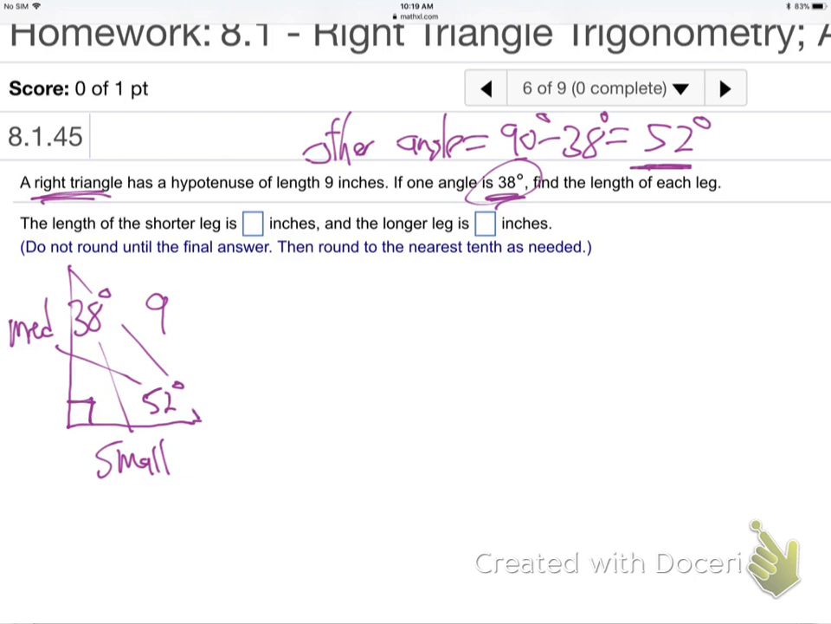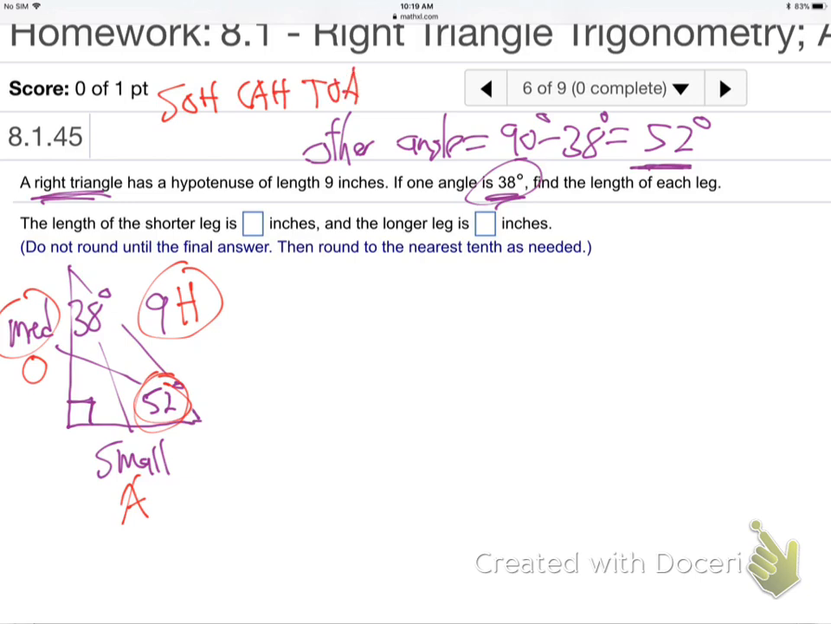So I'll take the 52, for example, and say, okay, this is adjacent, opposite, hypotenuse. I want to use the 52, the medium, and the hypotenuse, because you only want one unknown, right? That would be opposite and hypotenuse, so SOHCAHTOA, opposite hypotenuse, that's sine. So sine of 52 is opposite over hypotenuse, the medium side over the hypotenuse of 9.